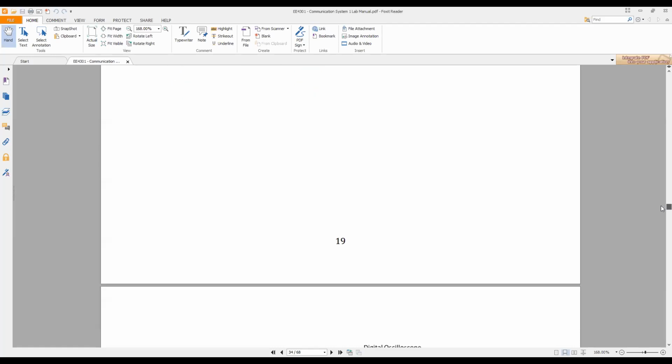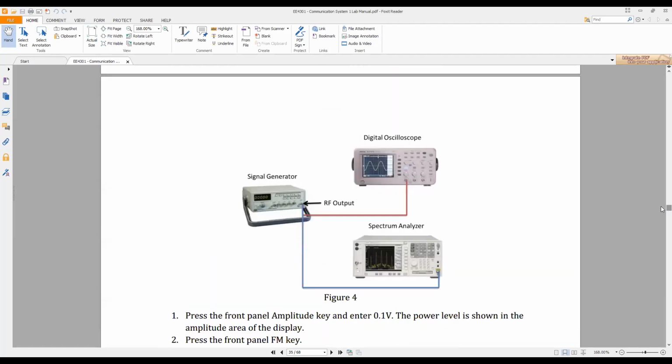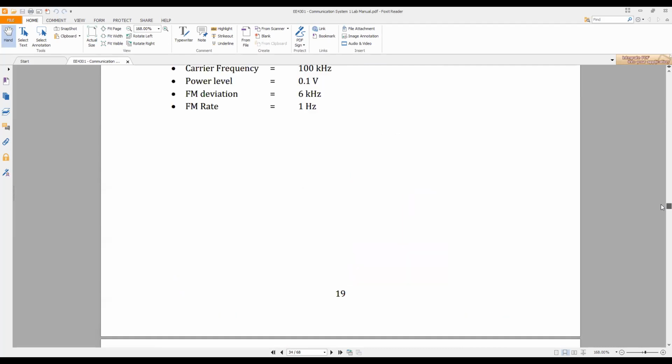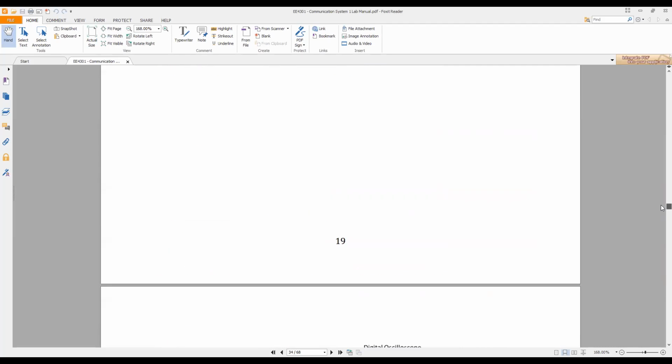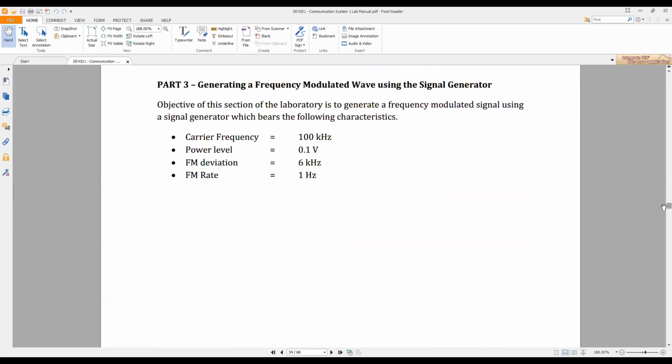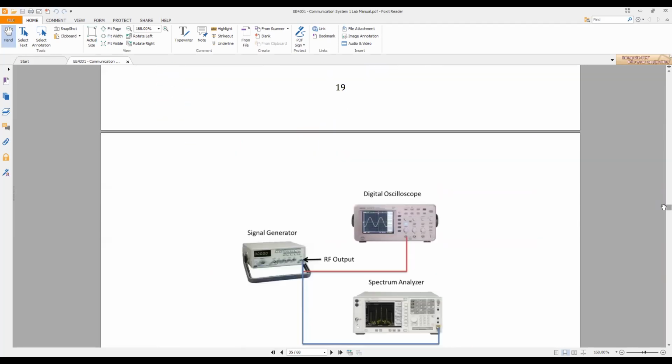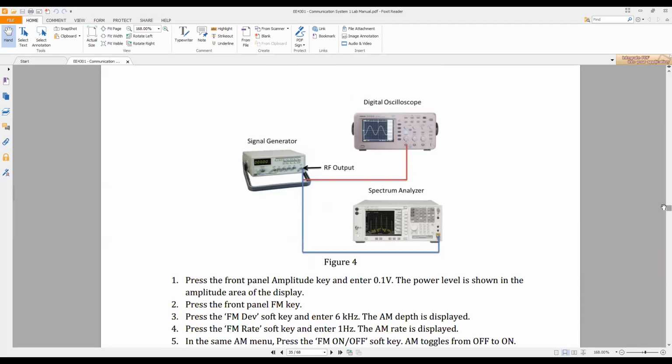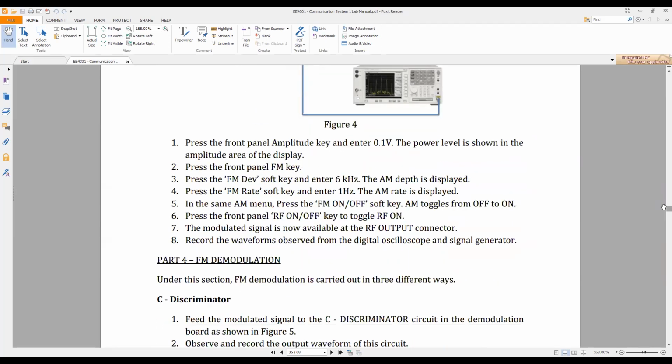So we have to give these values to the signal generator and make a frequency modulated waveform and see that on the oscilloscope and spectrum analyzer. For our practical, we are going to use a function generator for that.